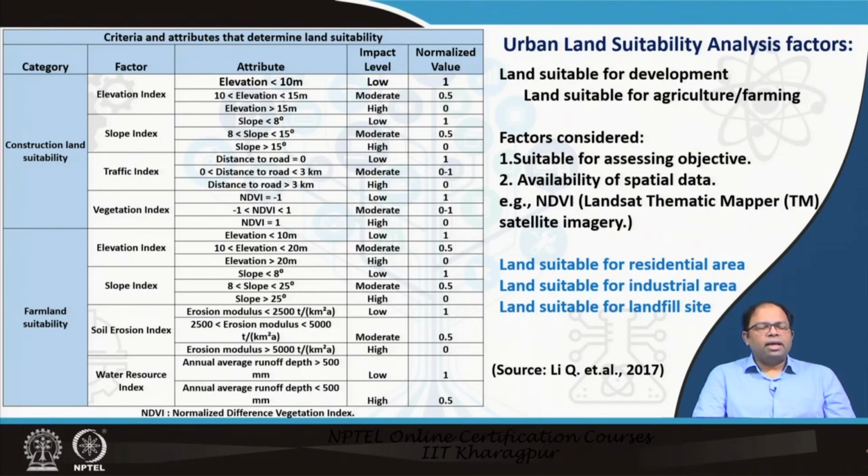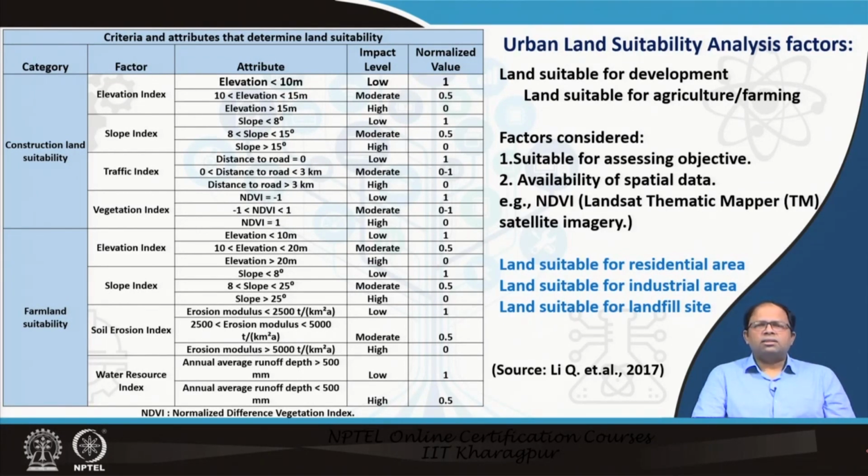Once that has been done, in the next step these factors have been scored. The criteria used to score them: the attribute used for elevation is the actual elevation of that particular land, where lesser than 10 meter, 10 to 15 meter, and greater than 15 meter are the three categories that have been created, and based on their impact levels, elevation which is lesser than 10 meter is low.